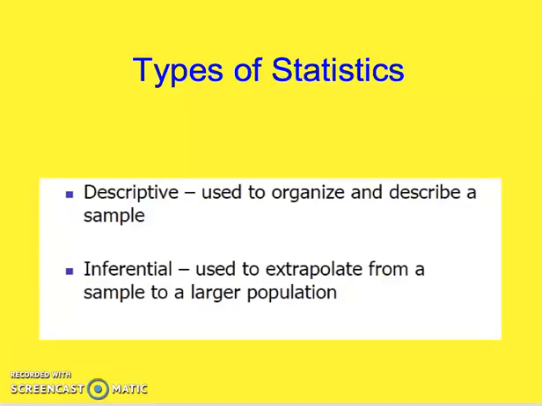We've learned that there's two principal types of statistics: descriptive, where we use numbers to organize and describe a sample, and inferential, where we use the numbers from a sample to make inferences or conclusions about the population.